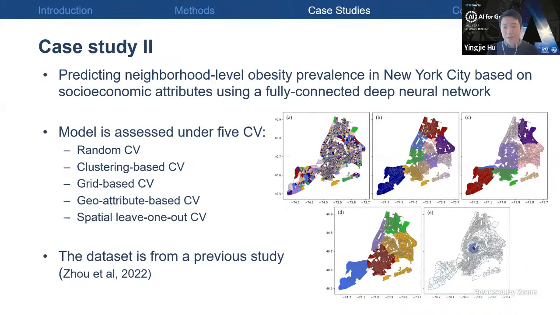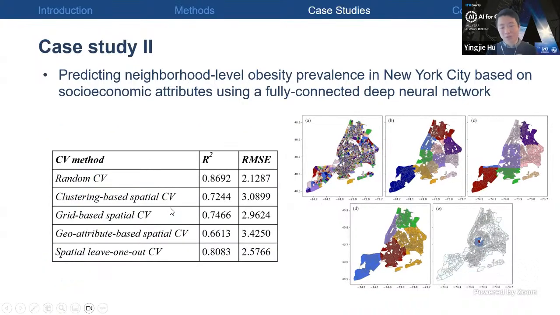In the second case study, we look into a different city, New York City. We look into a different public health problem, obesity prevalence. We use a fully connected neural network model here. Again, we fix the model architecture and we look at different cross-validation strategies. And here is our result.